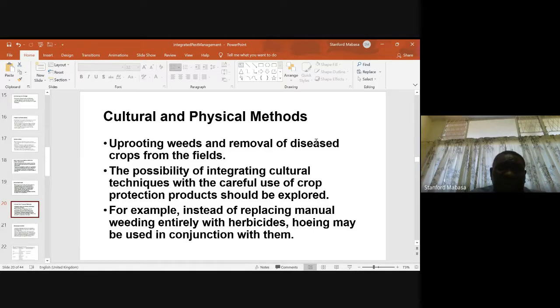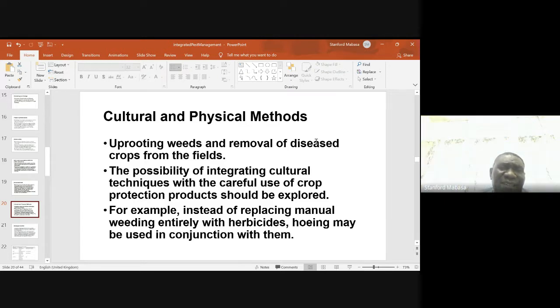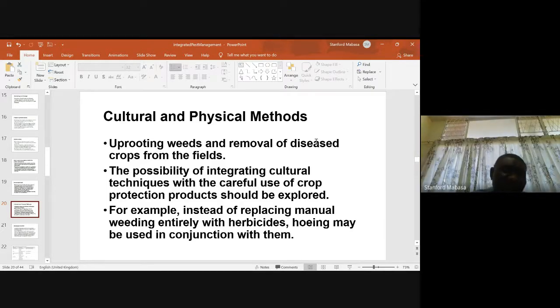Now let us look at the intervention methods which focus on cultural and physical methods. These could be things like uprooting weeds and the removal of diseased crops from the fields. The possibility of integrating cultural techniques with the careful use of crop protection products should be explored. For example, instead of replacing manual weeding entirely with herbicides, there could be a need of combining the two, mechanical methods with herbicides or hand hoeing with herbicides.